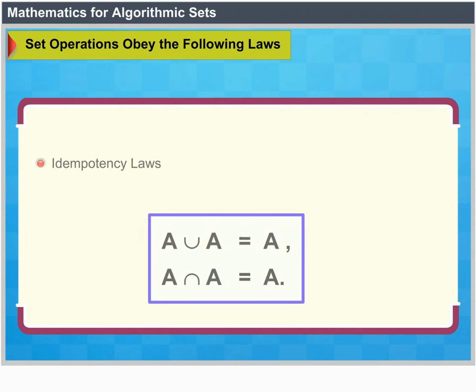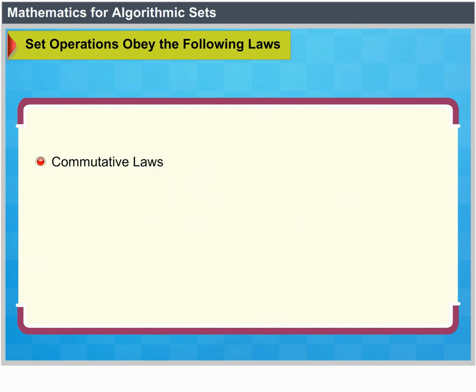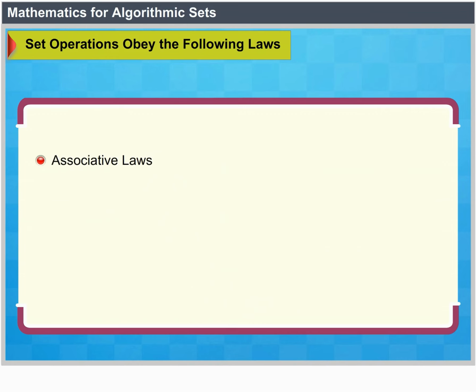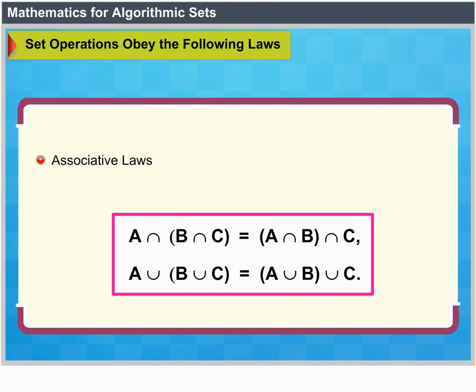Commutative laws. A intersection B is equal to B intersection A. A union B is equal to B union A. Associative laws. A intersection of B intersection C is equal to A intersection B intersection C. A union of B union C is equal to A union B union C.